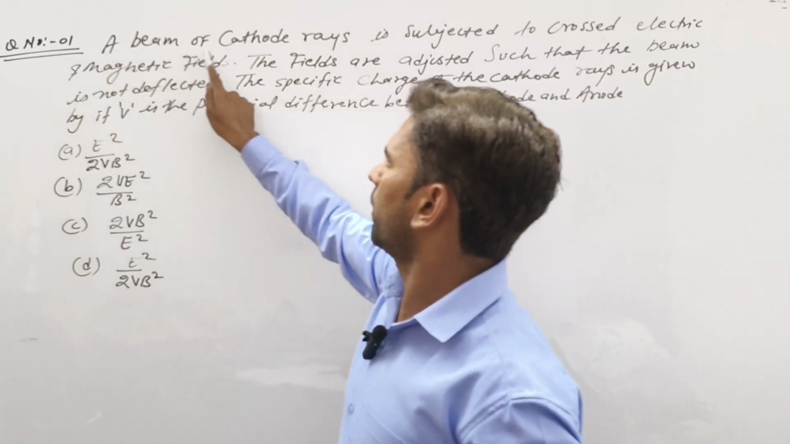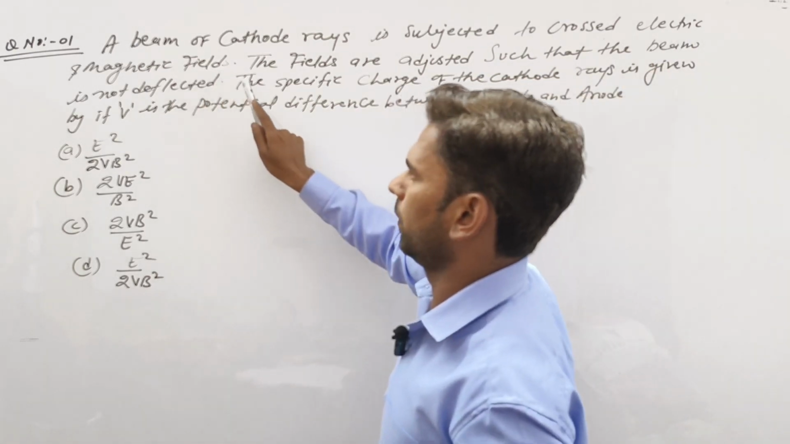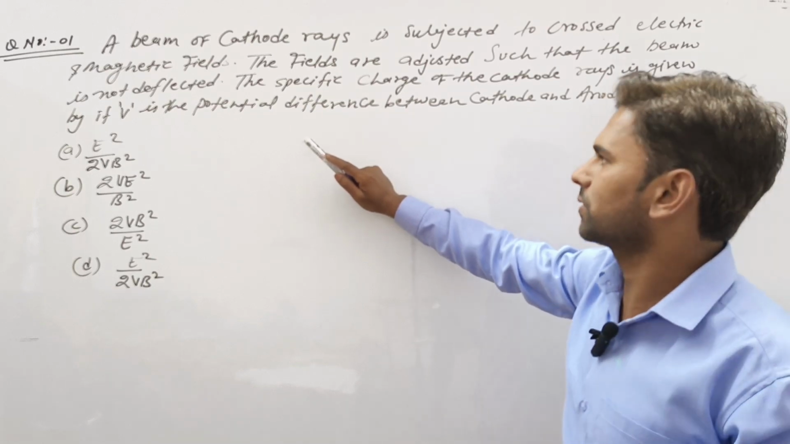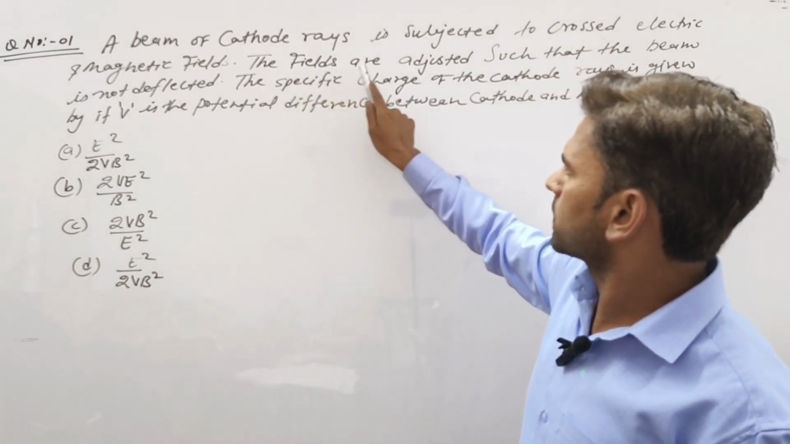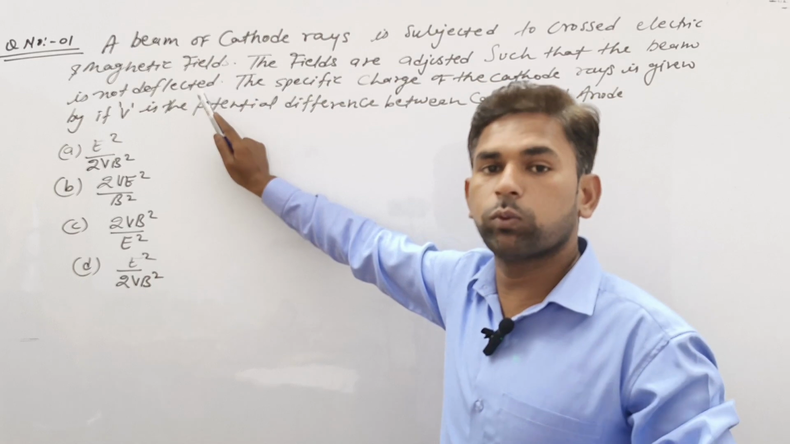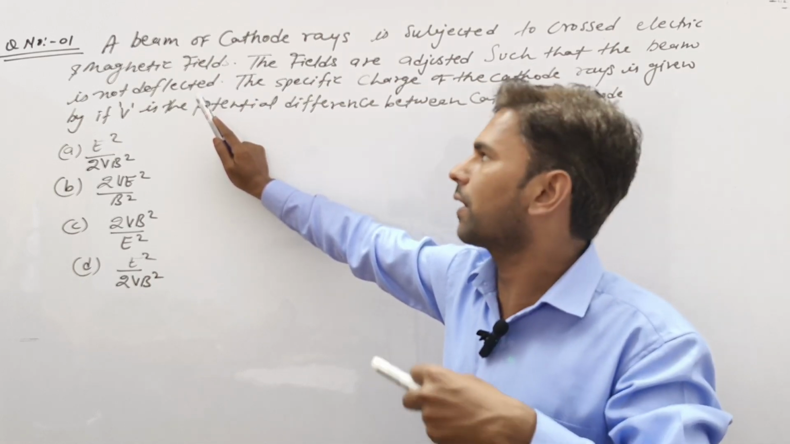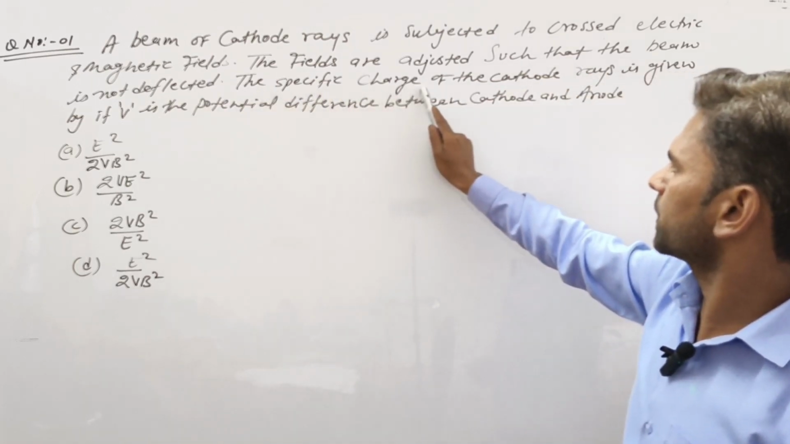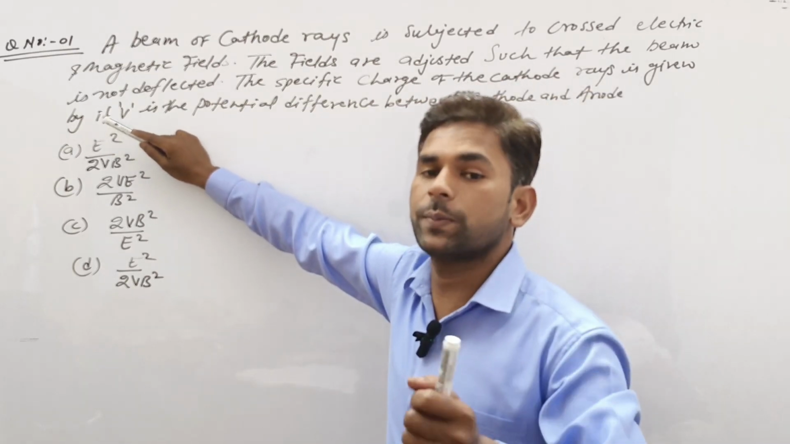Question number first. A beam of cathode rays is subjected to cross electric and magnetic field. What are they telling? A beam of cathode rays is subjected to crossed electric field and magnetic field. The fields are adjusted such that the beam is not deflected. It means both fields, magnetic field and electric field, are adjusted so that they do not deflect the beam. The specific charge of the cathode rays is given by. What is the value of specific charge?